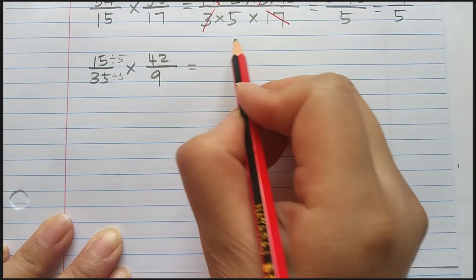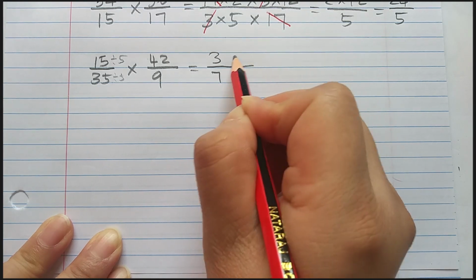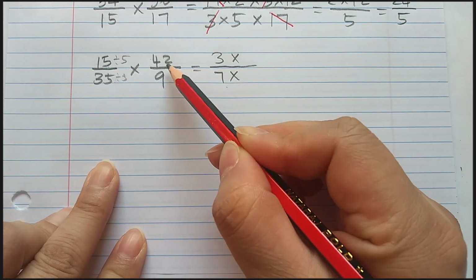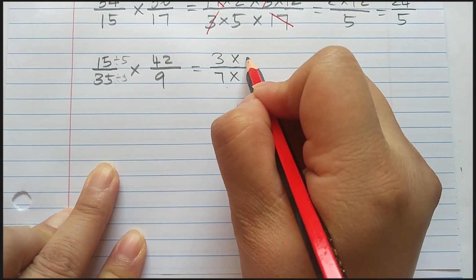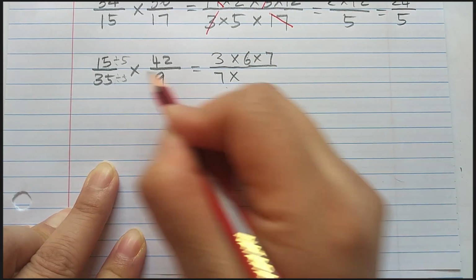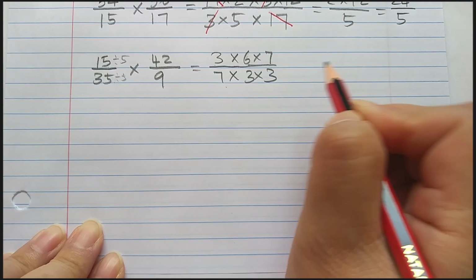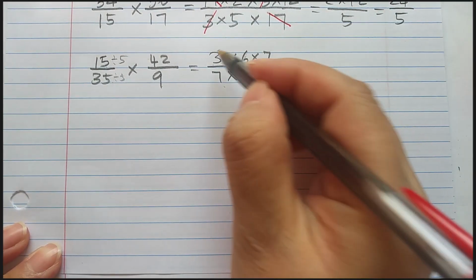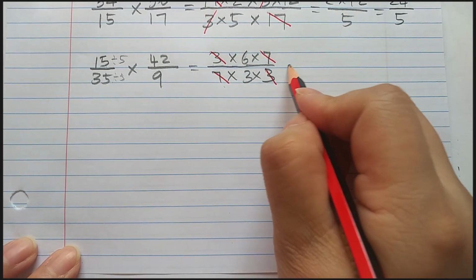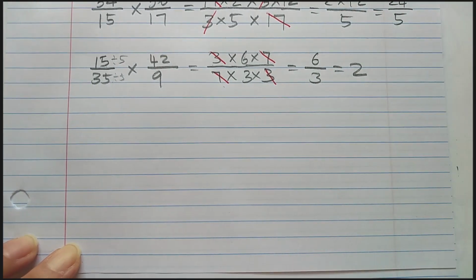Then you will have 3 over 7 times, since I have 7 here, instead of 42, I will change that to 6 times 7, so I can reduce 7 as well. And I have 3 up here, so instead of 9, do 3 times 3. These can be reduced, and these can be reduced. What is 6 over 3? That is equal to 2.